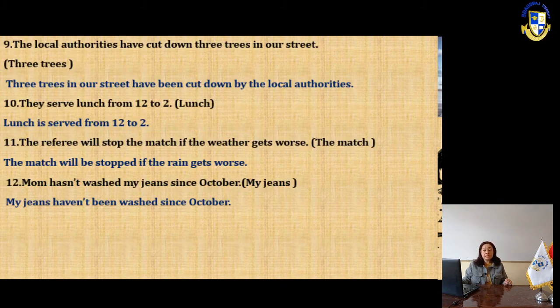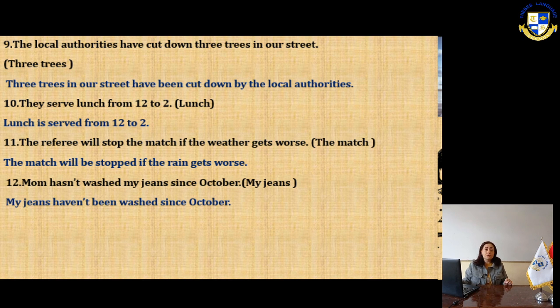Slide 16. Number 10. They serve lunch from 12 to 2. Begin with lunch. So it's the object, it's passive. Lunch is. Why is? Because the verb here is in the present simple, so I have to use the verb to be in the present simple as well. Lunch is served from 12 to 2.